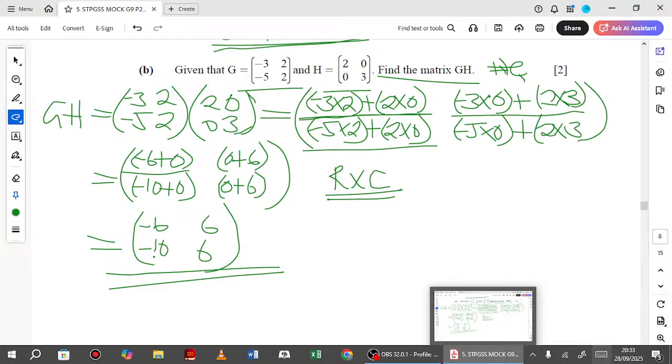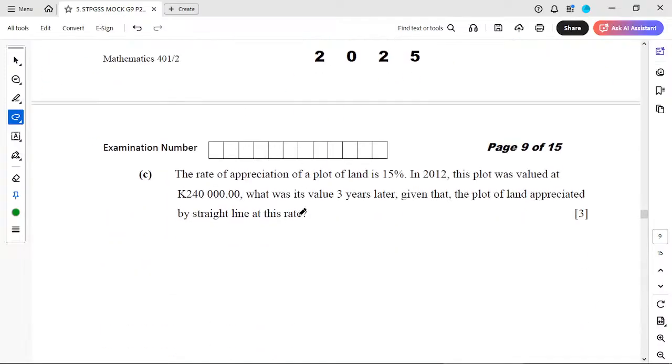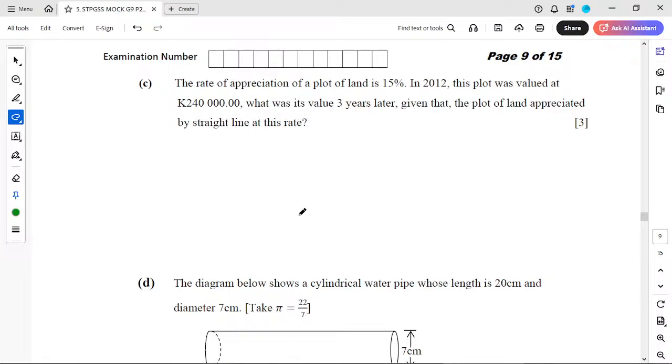Okay, so we go to the next question, please. We go to question C. So please stay with me. Let's revise together. You can tell us how we can be revising and which paper you want us to revise. It's not always going to be a mock exam.